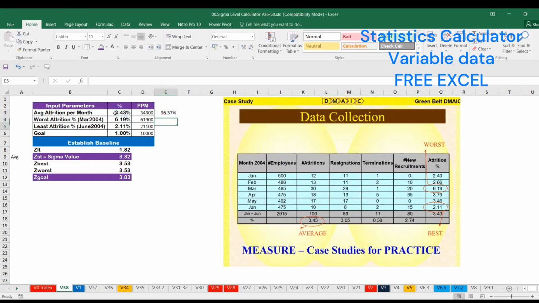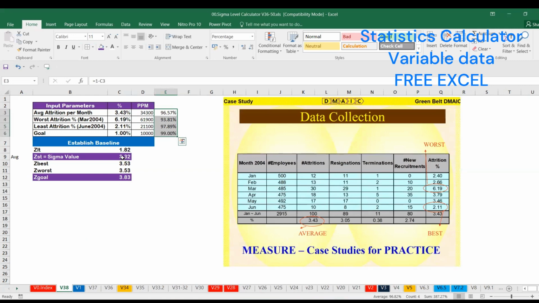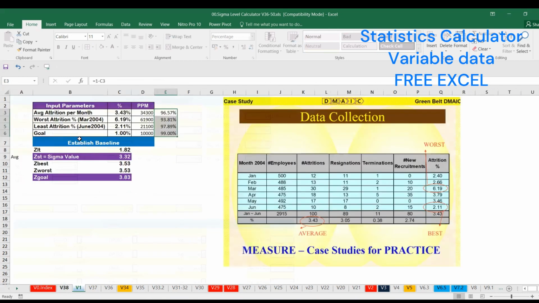1 minus this percentage, 96 points. Okay, 96.57, right? 96.57 gives you 3.32. Fantastic. The same value we got here, right? 3.32. And then 93.81. 93.81. We are getting 3.04, right? 3.04.